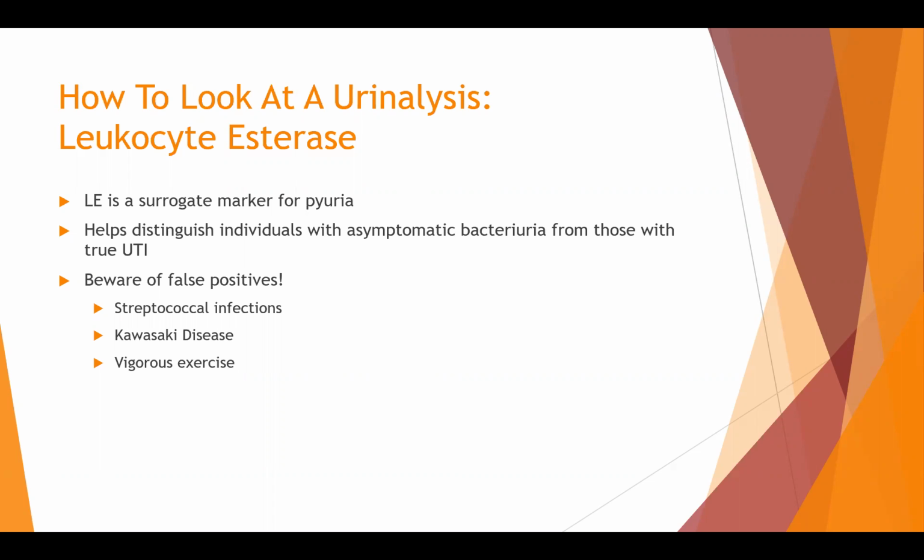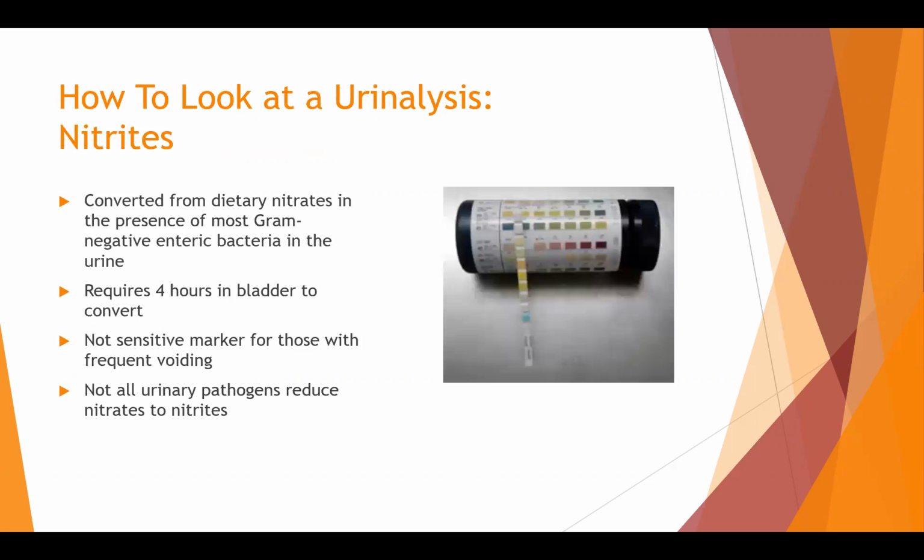As opposed to the nitrites. So nitrite is not a sensitive marker for children, particularly in infants, but it is pretty specific. So basically for nitrite, most gram-negative enteric bacteria will convert dietary nitrates to nitrites and therefore cause a positive nitrite on your UA.